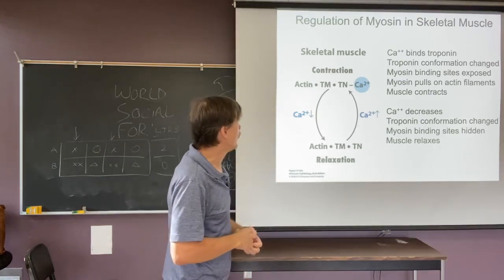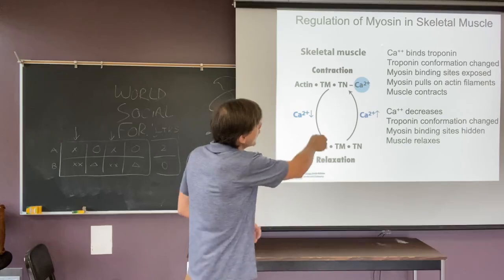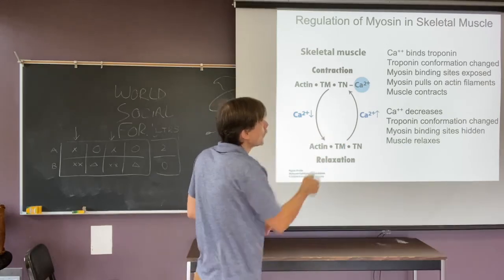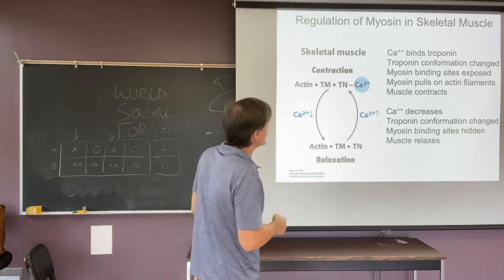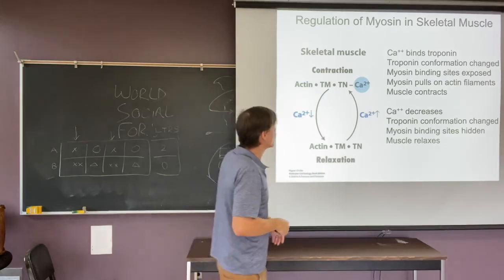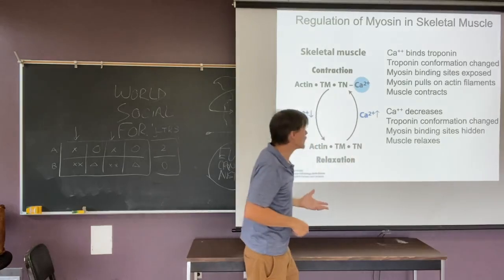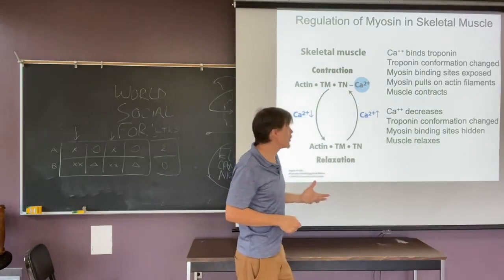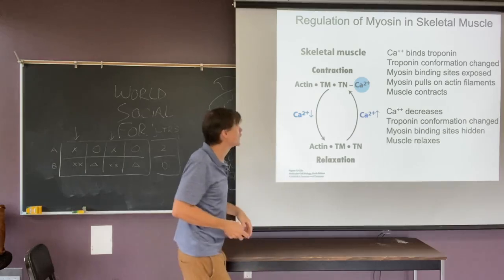And just to kind of put this in a diagram to show how this all works. So calcium's binding troponin, troponin's changing its conformation. These myosin binding sites get exposed, muscles contract. So when calcium decreases, the conformation gets changed, these binding sites are hidden, and the muscles relax. Okay.